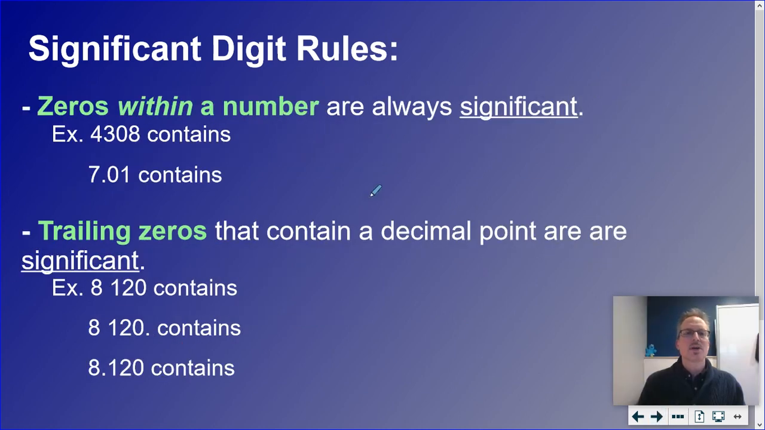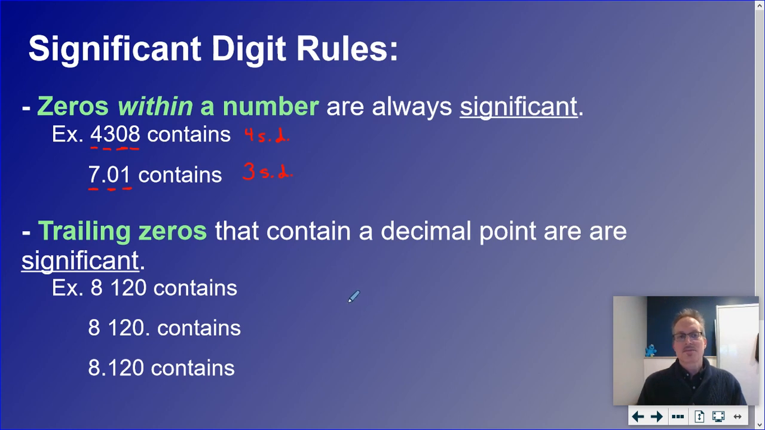Now, rule number two: zeros sandwiched between numbers do count as significant. If we start on the left and count our numbers, 1, 2, and then 3, we have three numbers. Any zeros in between numbers do count as significant. So that means this number contains four significant digits. Again, let's try 7.01. There's a number, there's a number, and this zero is sandwiched in between them. Therefore, it's also going to count as significant. So this number has three significant digits.